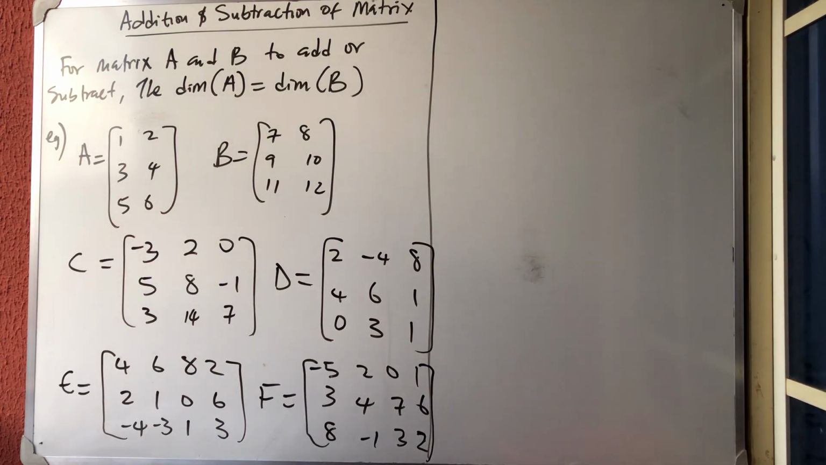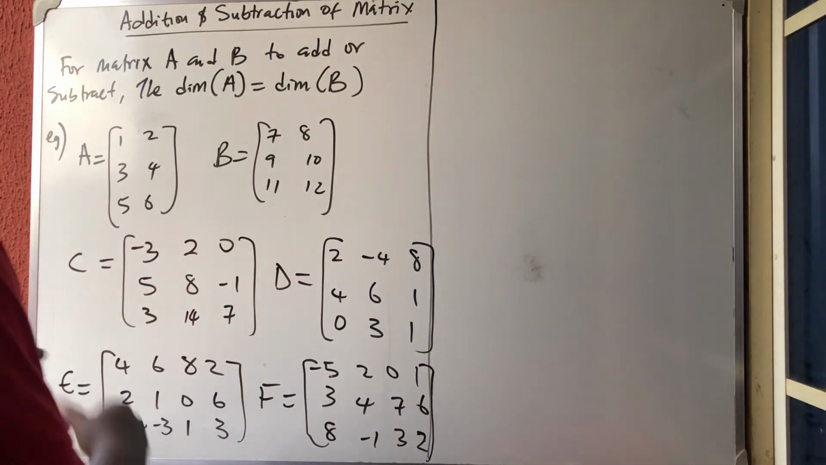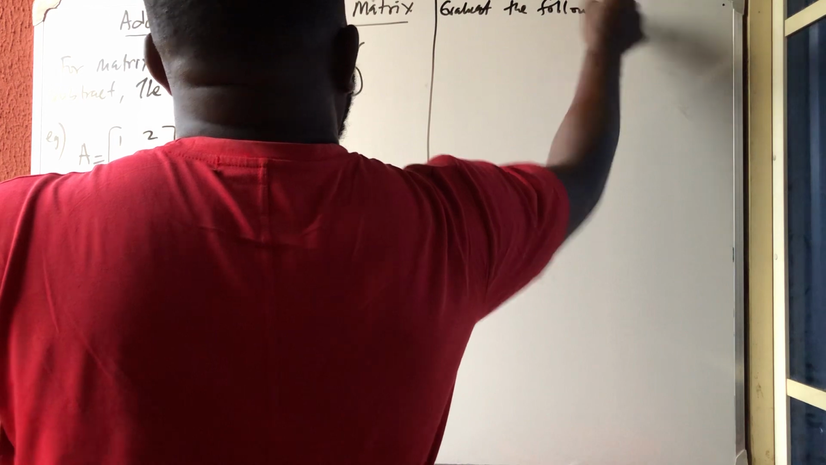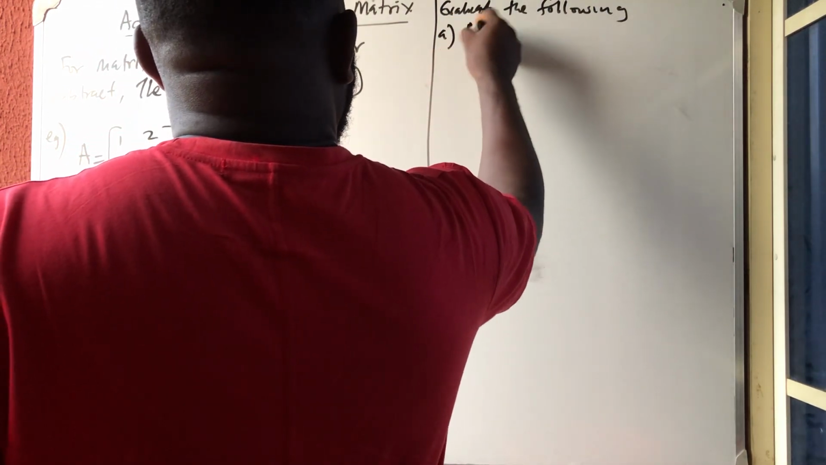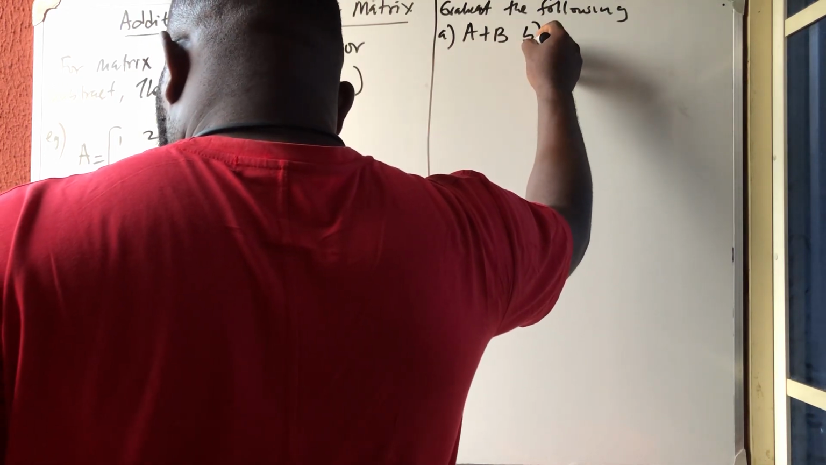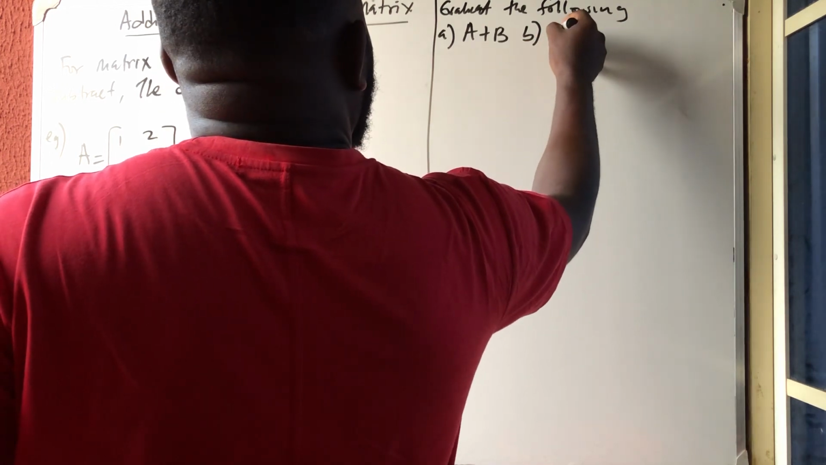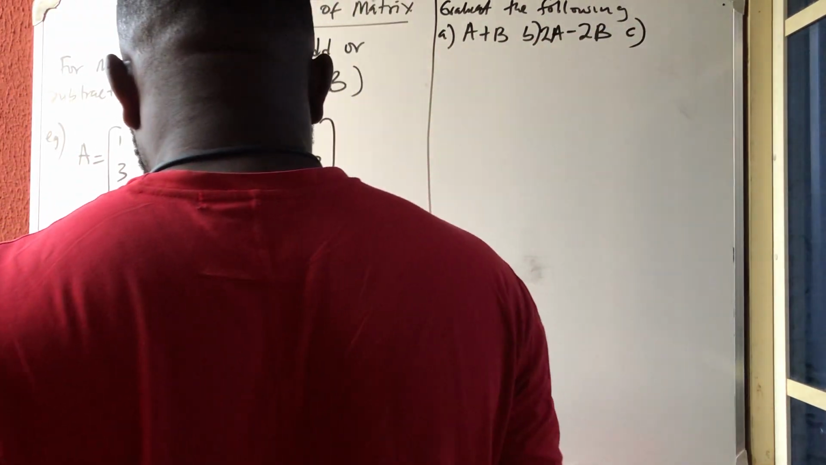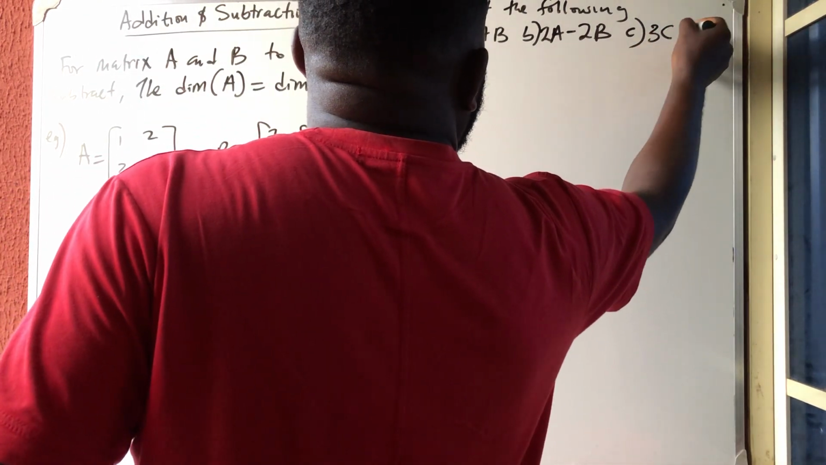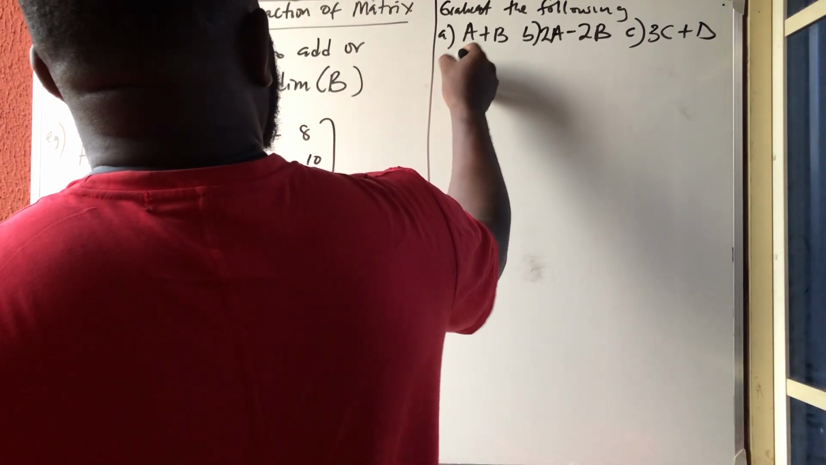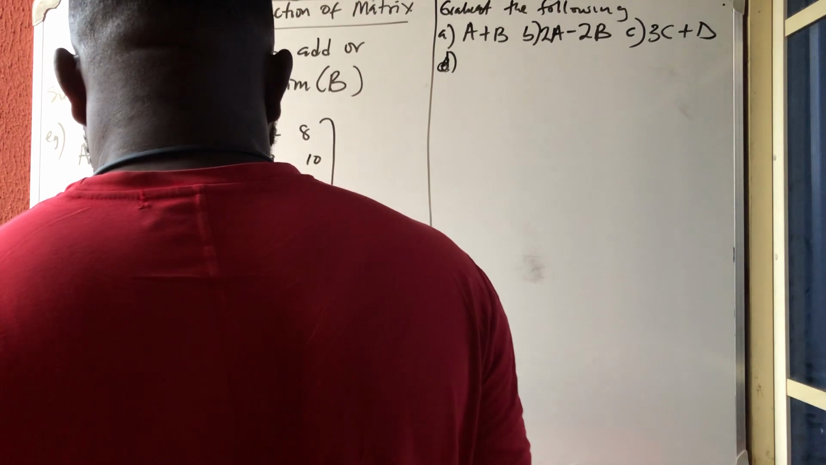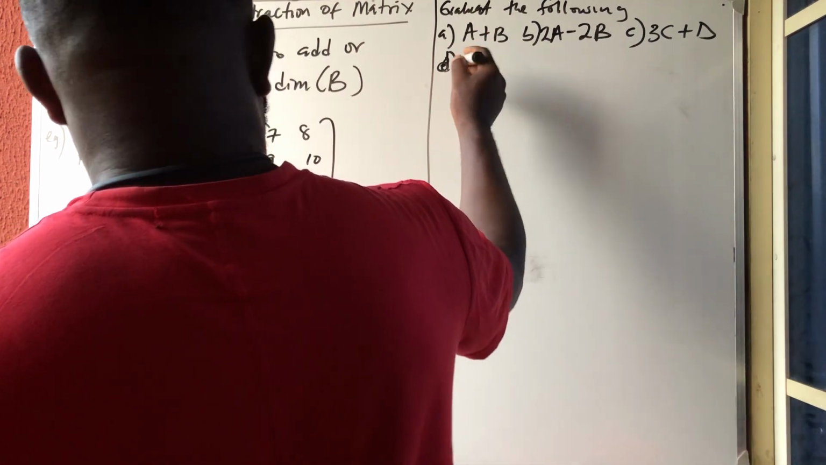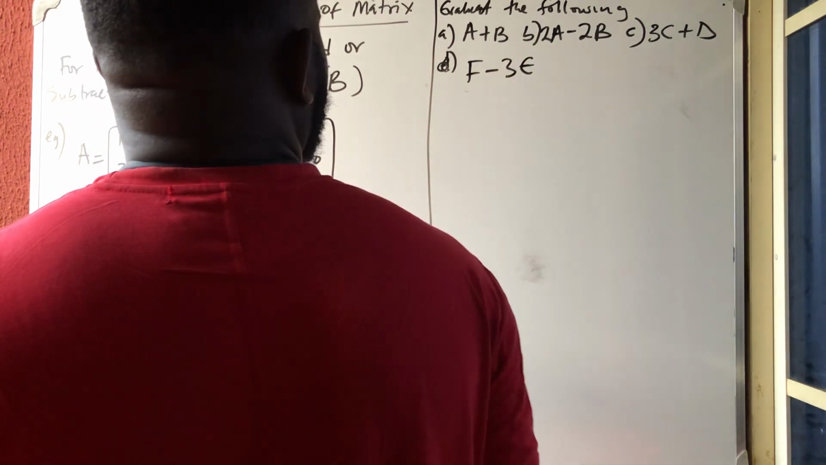Now, the question here said evaluate the following: A plus B, 2A minus 2B, 3C plus D, E, D, 3F. Oh, sorry, F minus 3E.